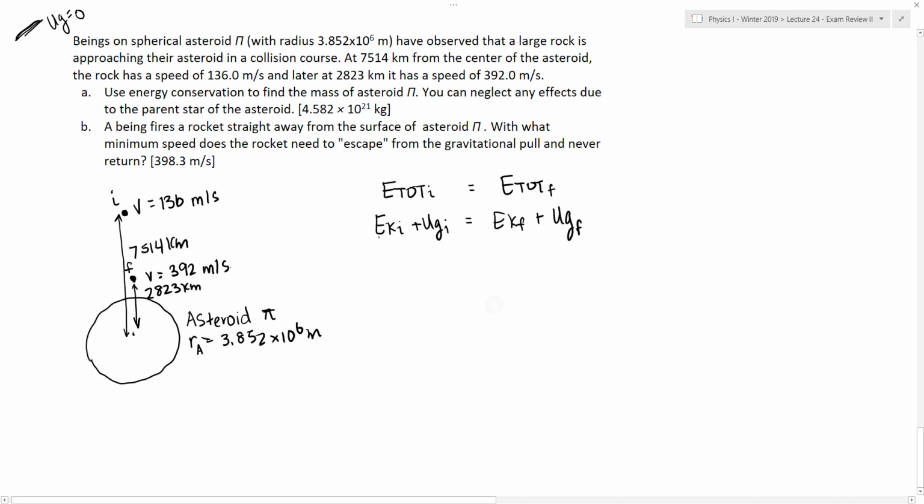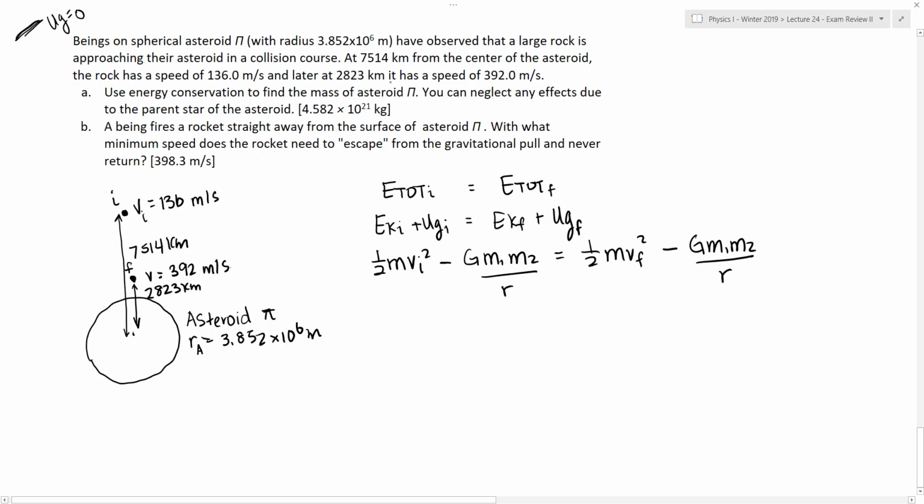So let's put in all the formulas. So EK initial is 1/2 mv squared. UG, we need to remember there's a negative sign here. Negative G m1 m2 over r equals 1/2 mv final squared minus again G m1 m2 over r. So when we're talking about the mass over here in the 1/2 mv squared, we're talking about the mass of the object that has a velocity. So that would be the mass of the actual rock. The question is asking us for the mass of the asteroid. Okay, this is the mass of the rock.